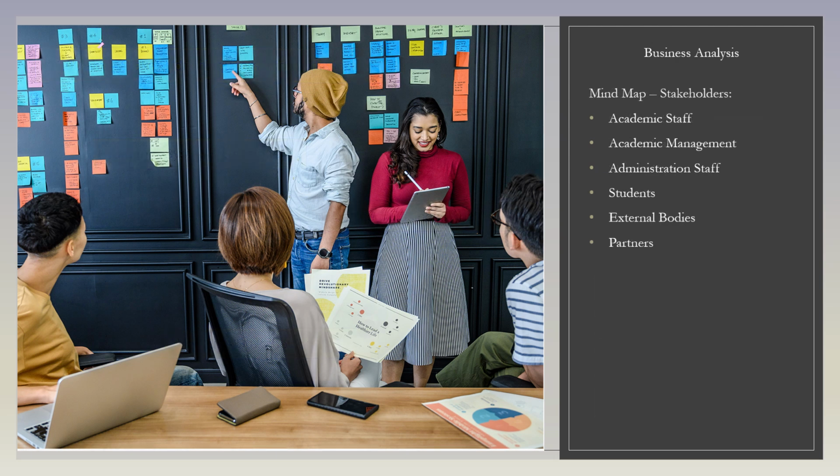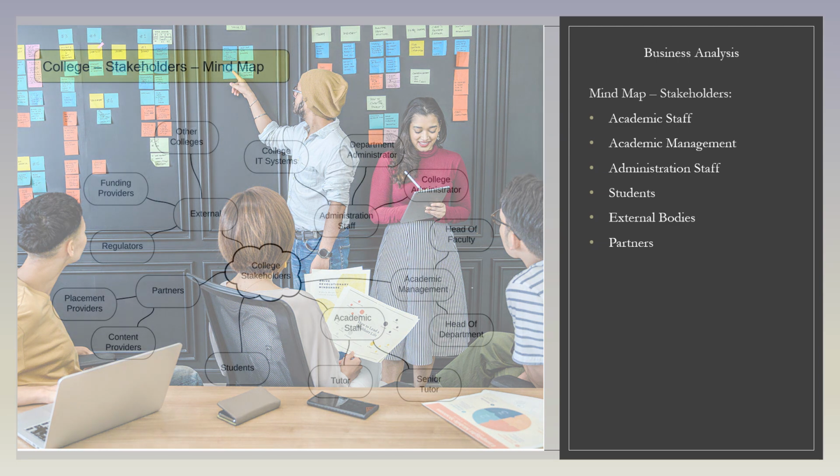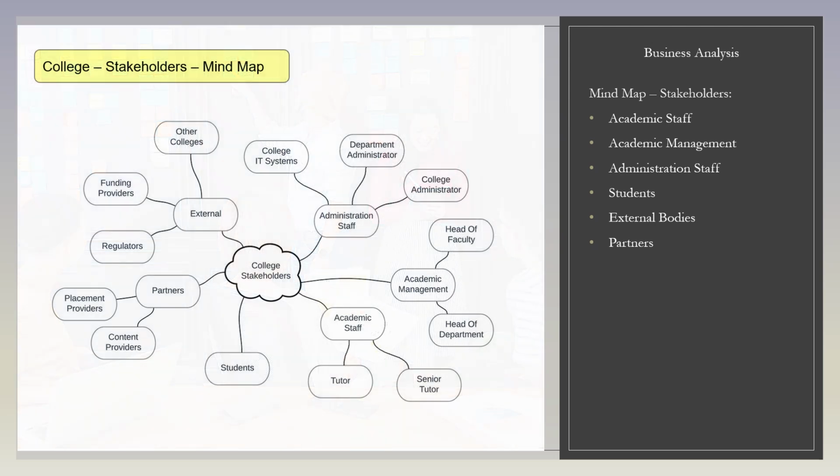As you saw, the results of a workshop are often recorded using post-it notes because they're visible to all and can be moved around and discussed. But the business analyst will then very often pull all that together into some sort of diagram. For example, in terms of the stakeholders, they might draw up a mind map like the one that you can see here.